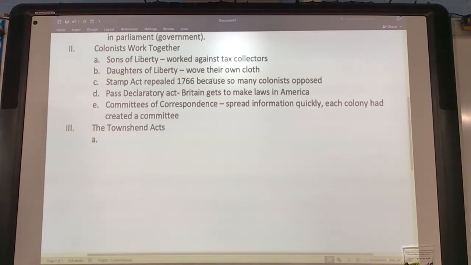All right, so Roman numeral 3 is going to be the Townsend Acts, and we'll read this one tomorrow. We'll read the Townsend Acts, and then we'll have the Boston Massacre. We'll finish up lesson 2 tomorrow. All right, and things continue to spiral. So we've already seen that the British Parliament, the government, keeps taxing and adding new taxes and adding new laws for the colonists. So the Townsend Act is no different. We'll get to that one tomorrow.